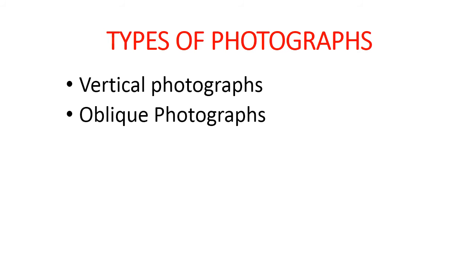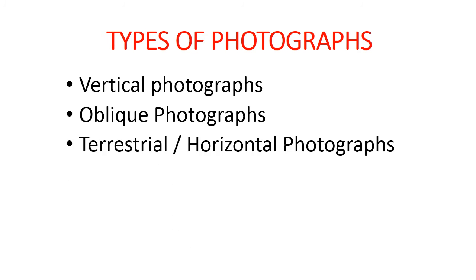These are low oblique and high oblique, vertical, low oblique and high oblique types of photographs taken with two or more cameras in a single unit in the photographic plane.